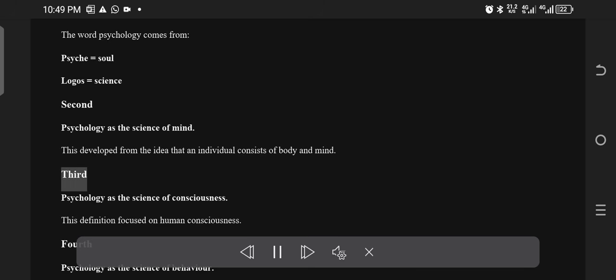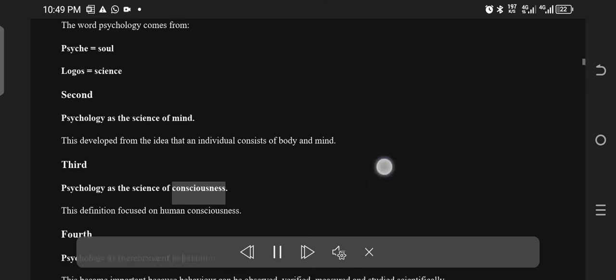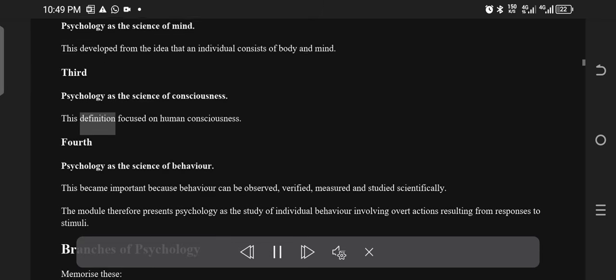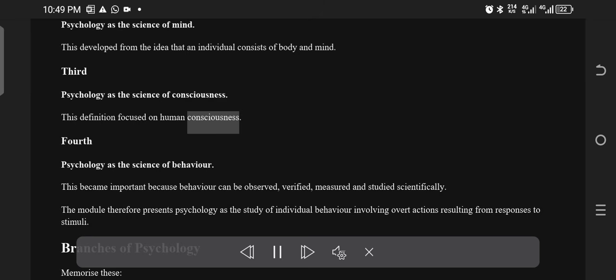Third, psychology as the science of consciousness. This definition focused on human consciousness. Fourth, psychology as the science of behavior.